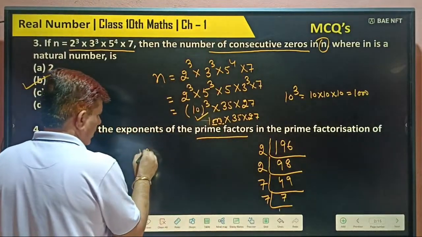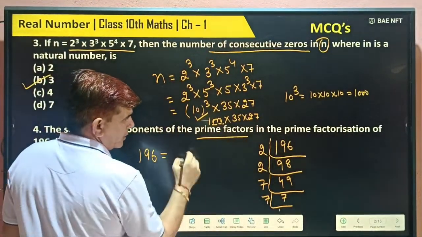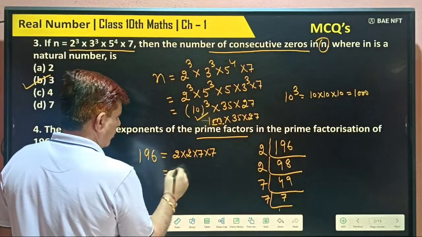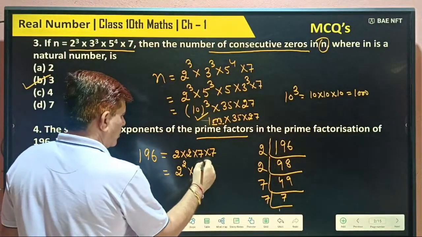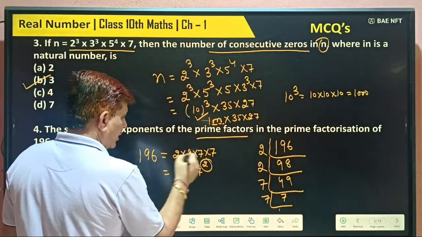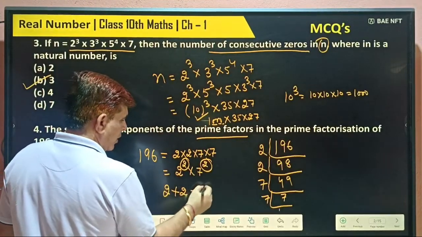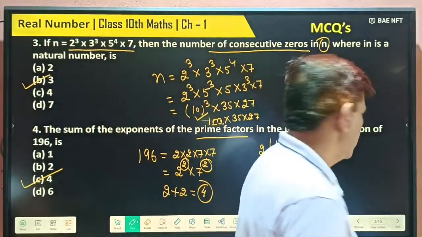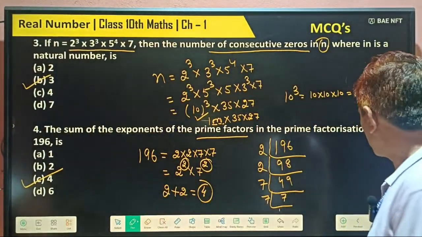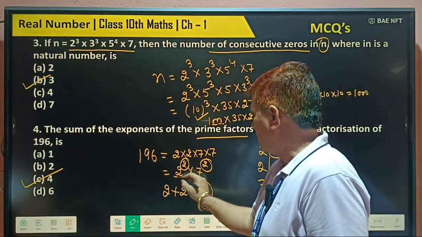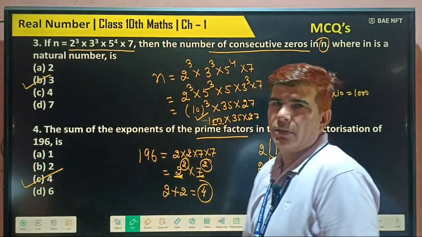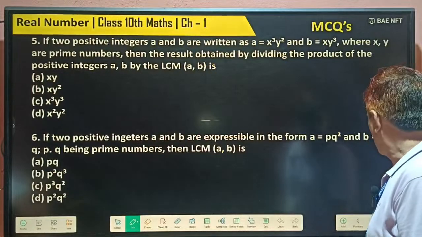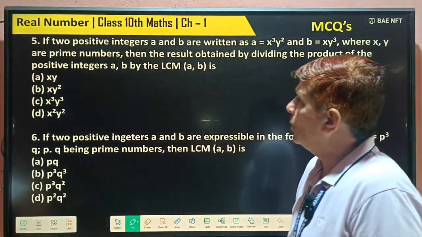So 196. What are its prime factors? 2 into 2 into 7 into 7, that is 2 power 2 into 7 power 2. So what are the exponents? 2 plus 2 plus 2 plus 2 is how much? 4. So C is your answer. Exponent means power, and this is called the base. 7 is the base and 2 is its power or exponent. Understood, all of you? Now you can take the next question.